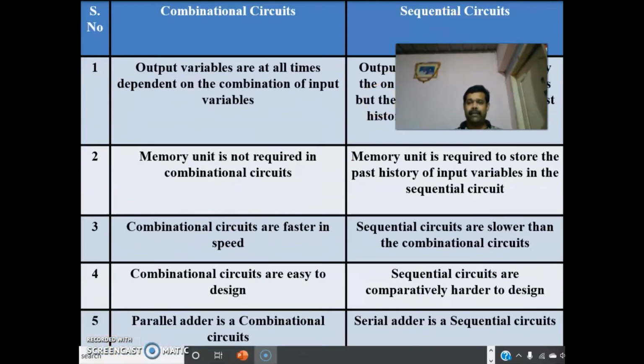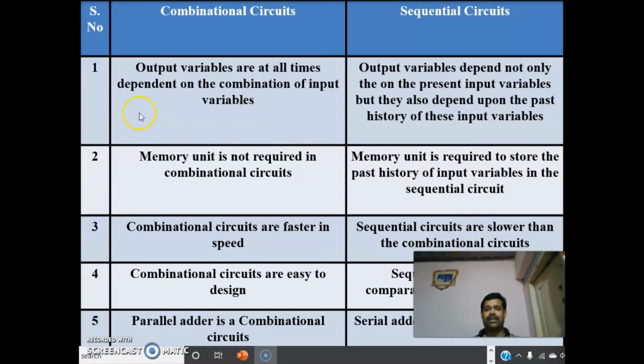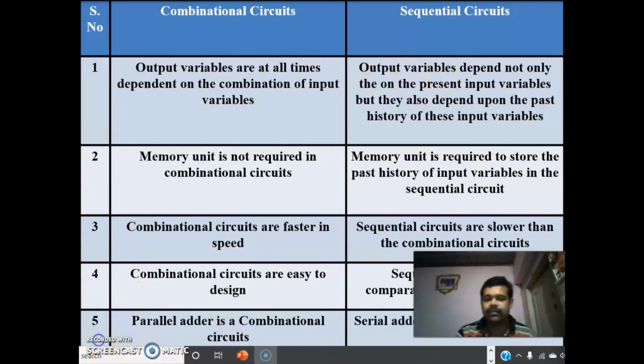Next, we will see the difference between a combinational circuit and a sequential circuit. In a combinational circuit, output variables at all times depend on the combination of input variables. But in a sequential circuit, output variables depend not only on the present input variables, but also on the past history of these input variables.